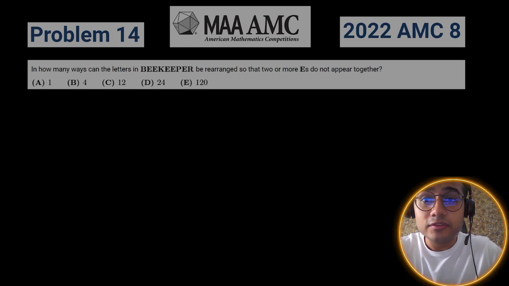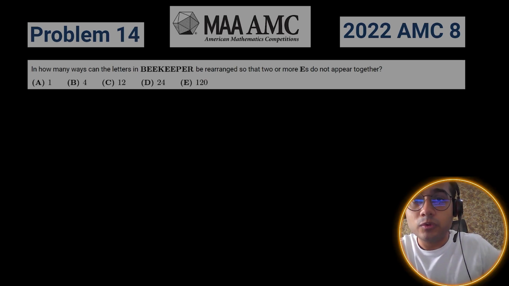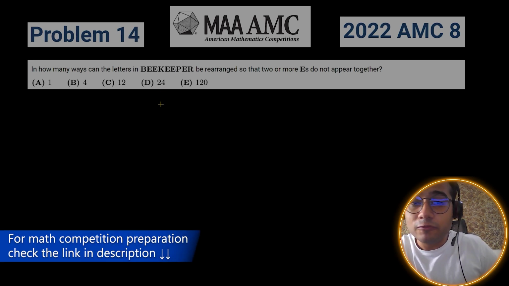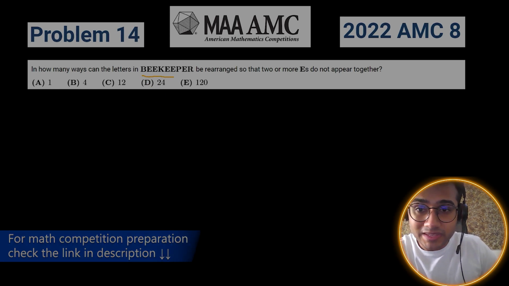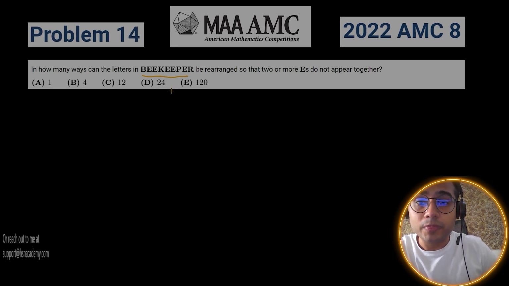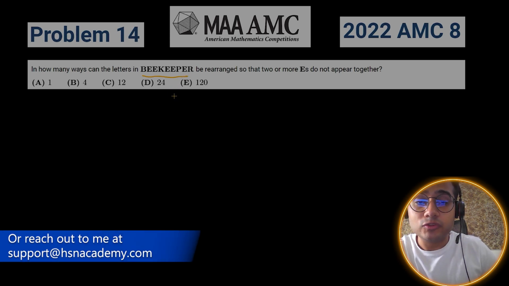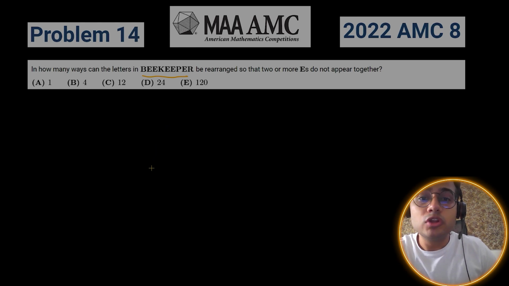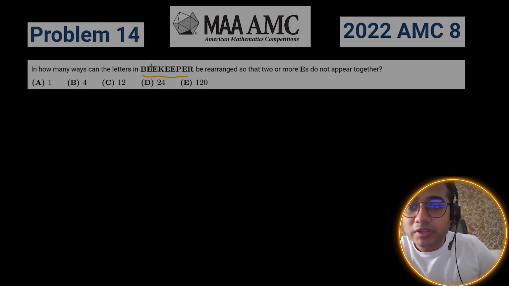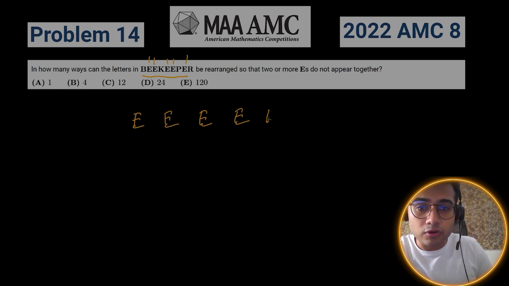Okay, so this is a very simple counting problem if you know the trick. What we have to do here is find the number of ways we can rearrange the letters in the word beekeeper so that two or more e's do not appear together. So e's should not be together. Let's see, how many e's do we have? 1, 2, 3, 4, 5. So we have 5 e's.